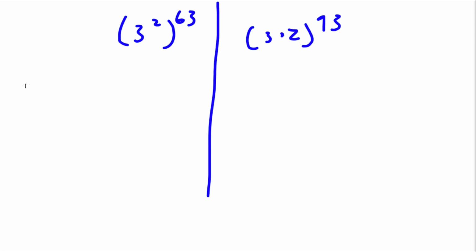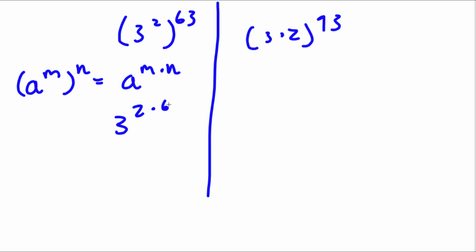Now, if I have something in the form a to the power of m to the power of n, this is equal to a to the power of m times n. So 3 to the power of 2 to the power of 63, that's going to equal 3 to the power of 2 times 63. And this is equal to 3 to the power of 126.